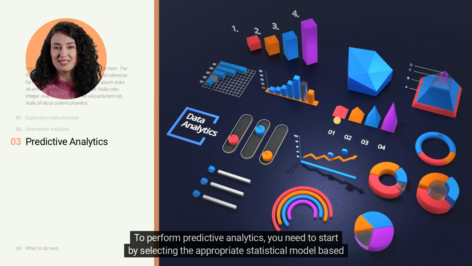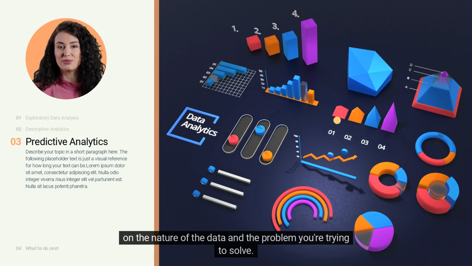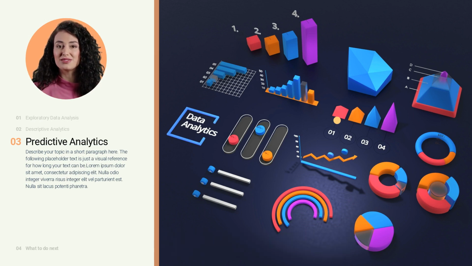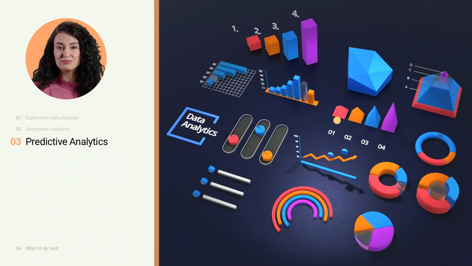To perform predictive analytics, you need to start by selecting the appropriate statistical model based on the nature of the data and the problem you're trying to solve. You also need to split the data into training and testing sets to validate the accuracy of the model.